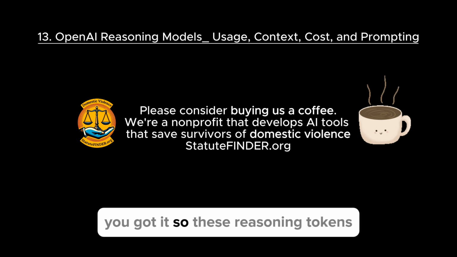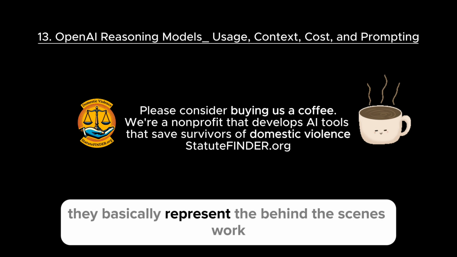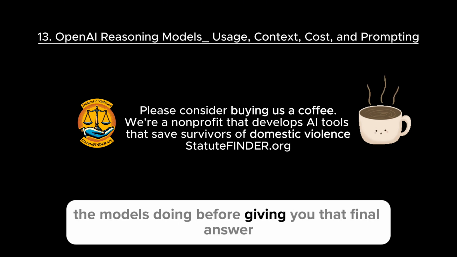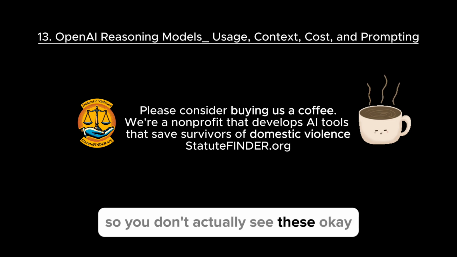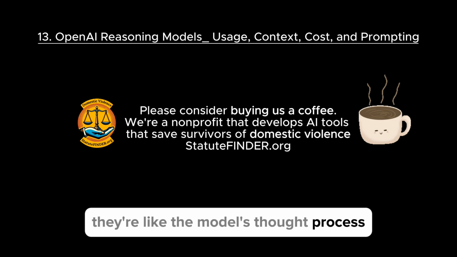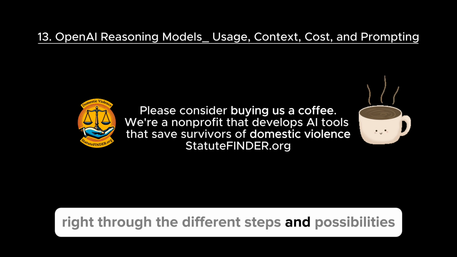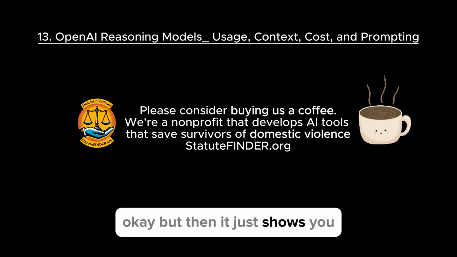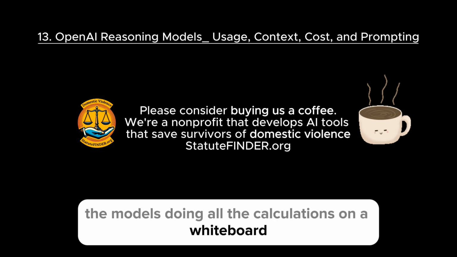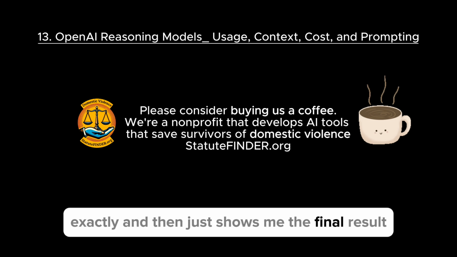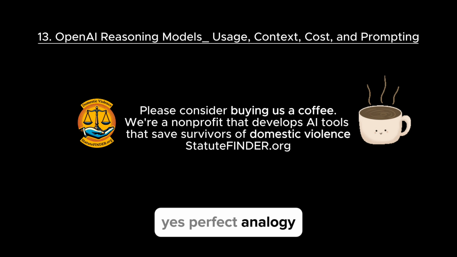Yeah, you got it. These reasoning tokens basically represent the behind-the-scenes work the model's doing before giving you that final answer. And it's all happening internally, so you don't actually see these. They're like the model's thought process, working right through the different steps and possibilities. But then it just shows you the final solution. So it's like the model's doing all the calculations on a whiteboard and then just shows me the final result. Yes, perfect analogy.